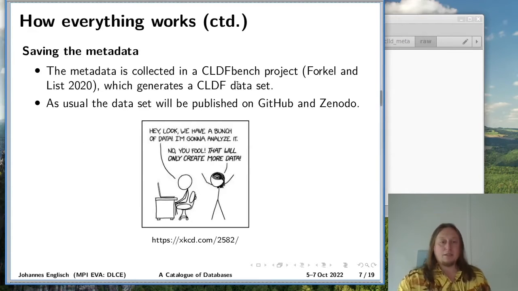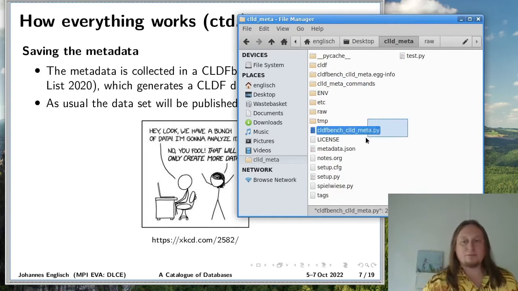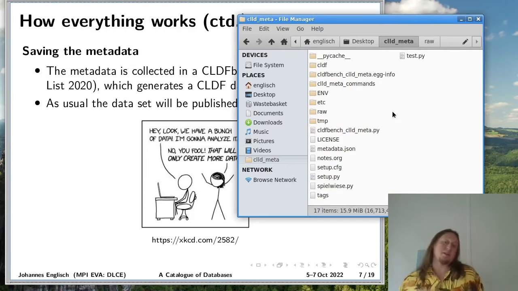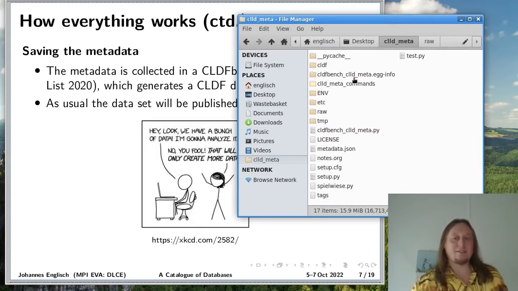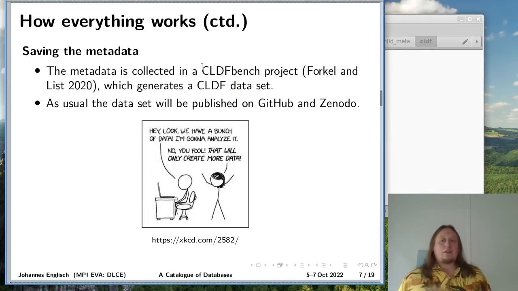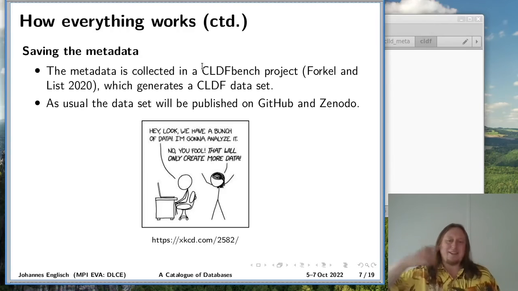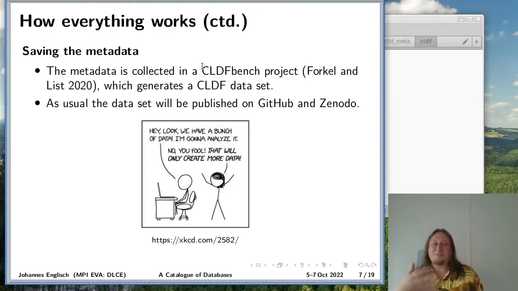And then, as you can see, I created a CLDF bench project, which is basically a Python script that reads out the downloaded data and then generates the CLDF dataset. I will eventually publish this dataset on GitHub and Zenodo, which means I have to blacklist myself, because my own data is not that useful in this case, similar to how CLDF itself isn't useful here.